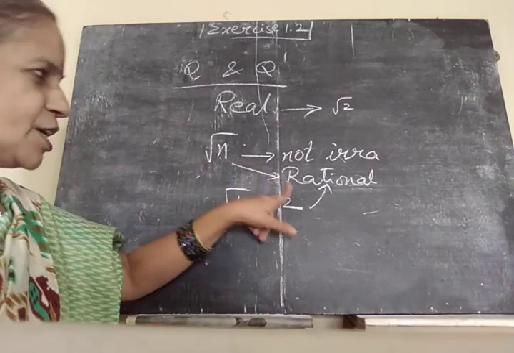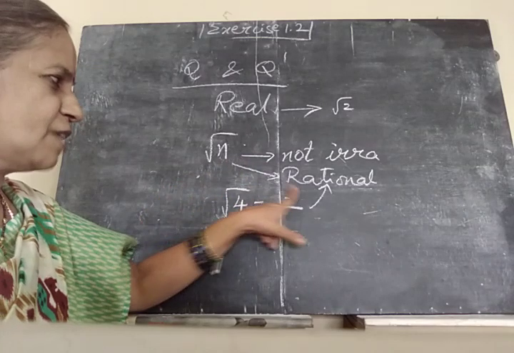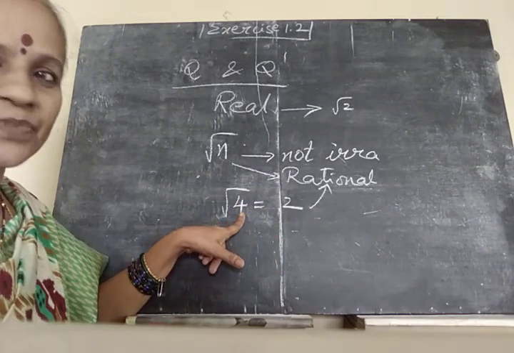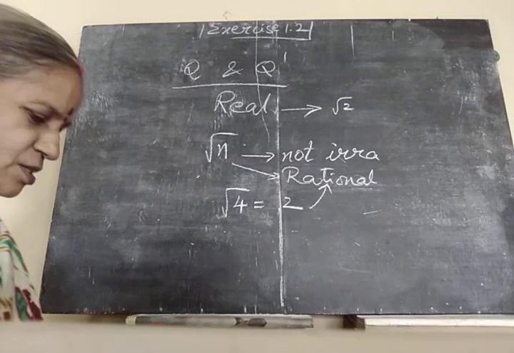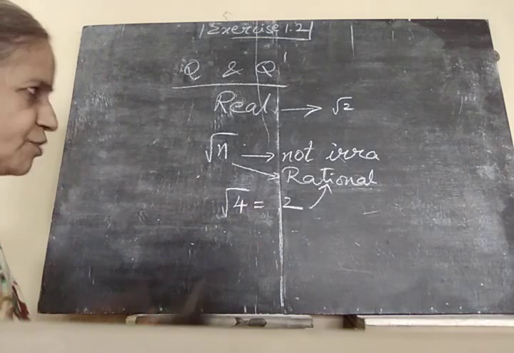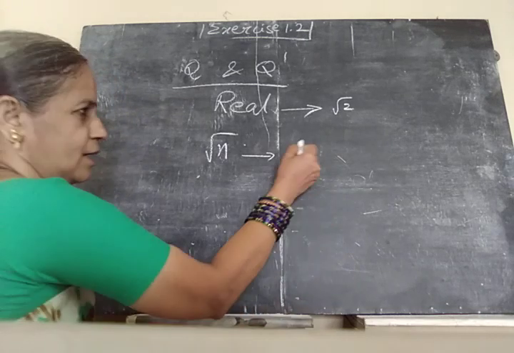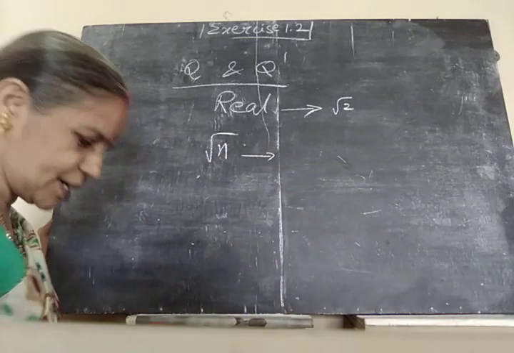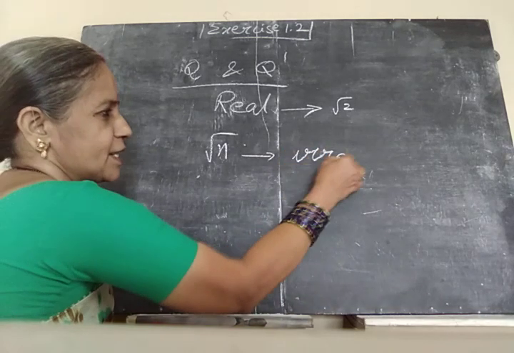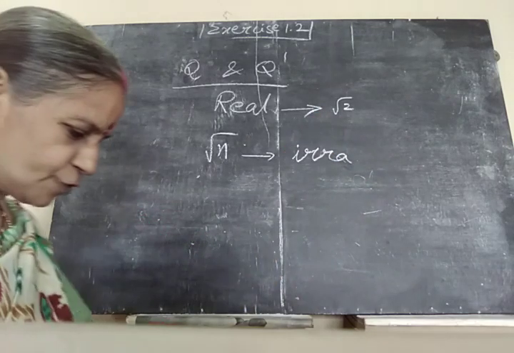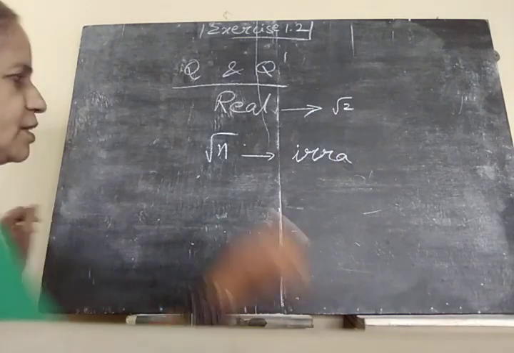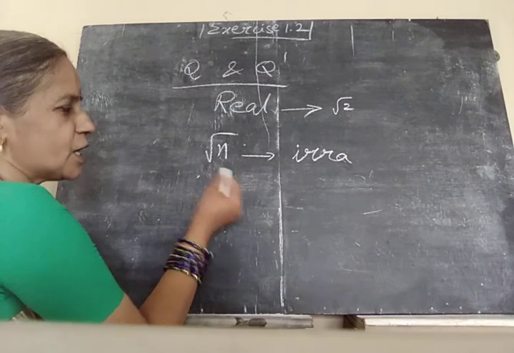Not irrational means rational. Root n is rational when n is a perfect square. Okay, so it is a true statement. And next, the fifth one: root n is irrational if n is not a perfect square. Yes, true. n is not a perfect square.